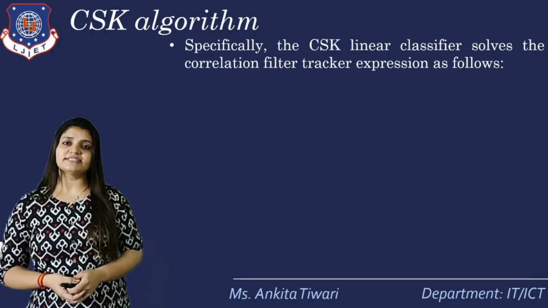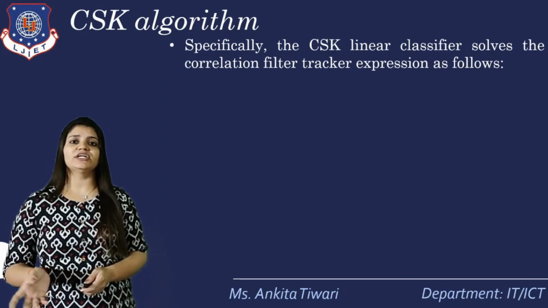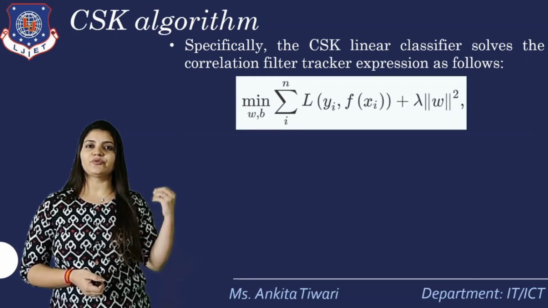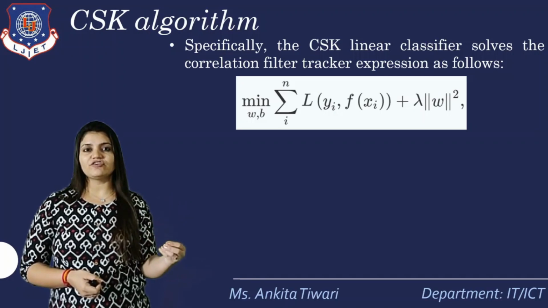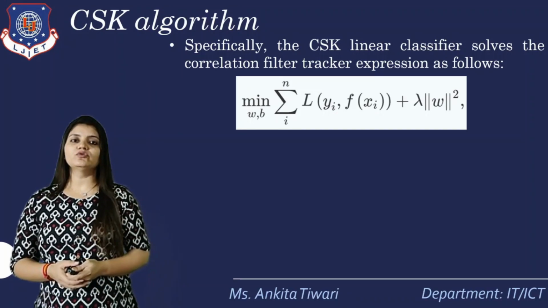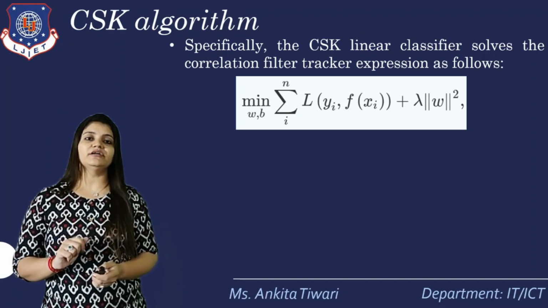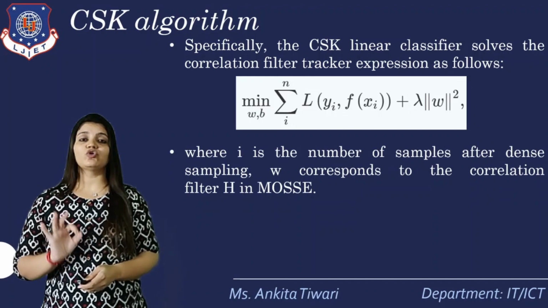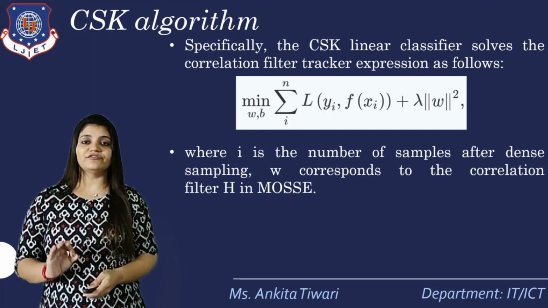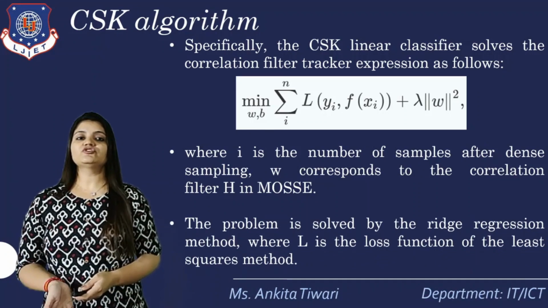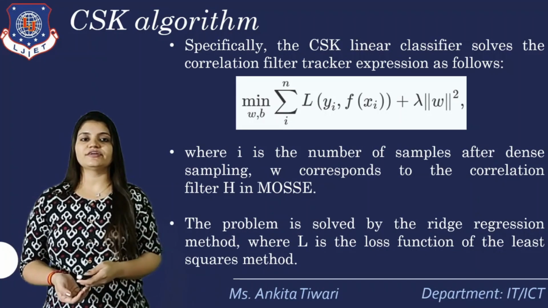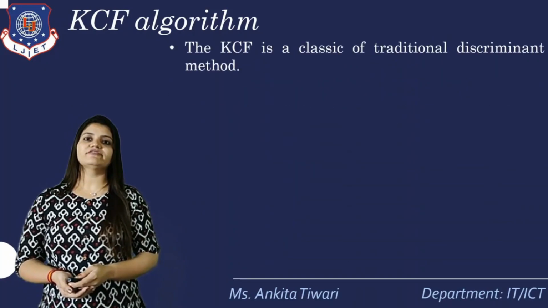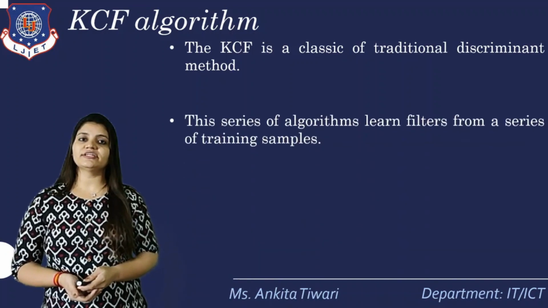Specifically, the CSK linear classifier solves the correlation filter tracking expression as follows: minimum of the sum over i from 1 to n of L(y_i, f(x_i)) plus lambda times the norm of w squared, where i indexes the samples after dense sampling, and w corresponds to the correlation filter H. The problem is solved by the ridge regression method, where L is the least squares loss function. Now the KCF algorithm, KCF is a classical traditional discriminant method.